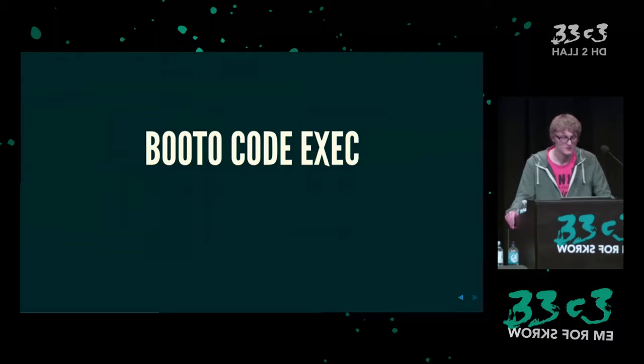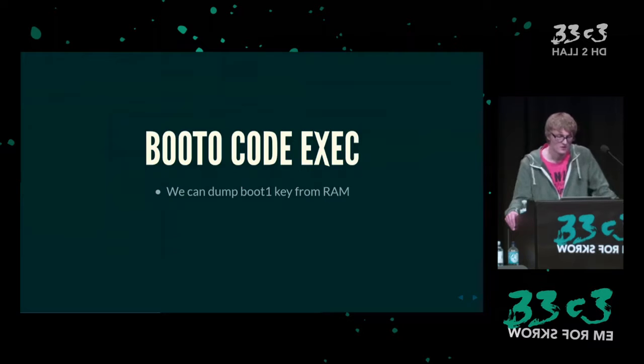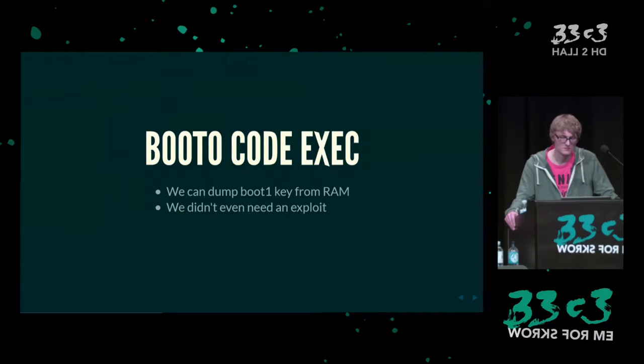Okay, so we have boot 0 code execution, and we can just dump the boot 1 key from RAM. And we didn't even need an exploit for this, right? So boot 0 is actually pretty safe, right? But when it comes to glitching, it's kind of fragile because boot 0 code is writable, and also the boot 1 image buffer is in front of boot 0 buffer, so we can just overflow it. And also the setup that I had is surprisingly stable, so it works like 50% of the entire time.